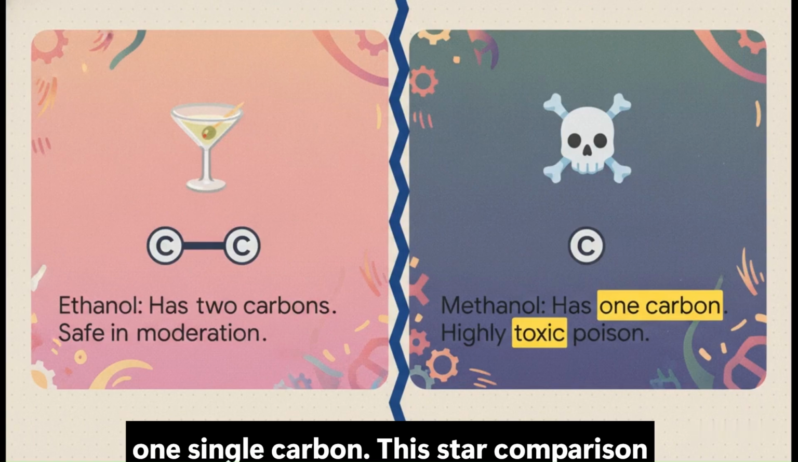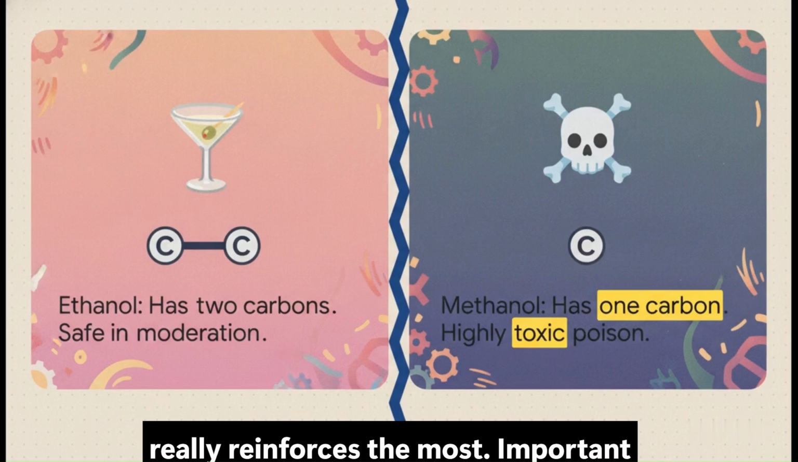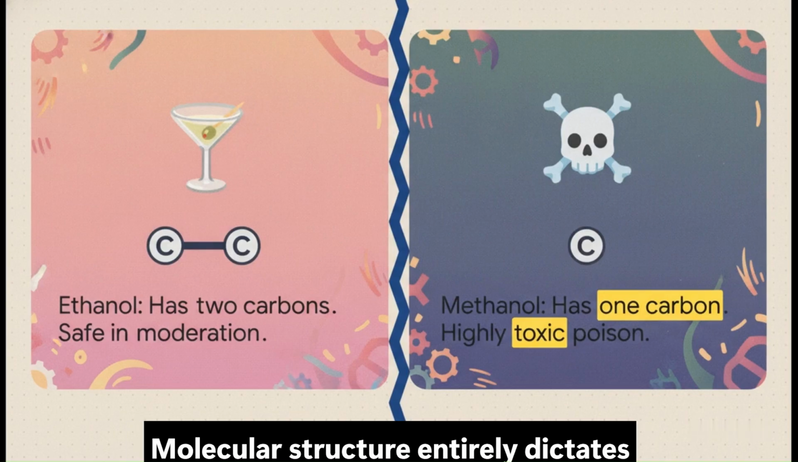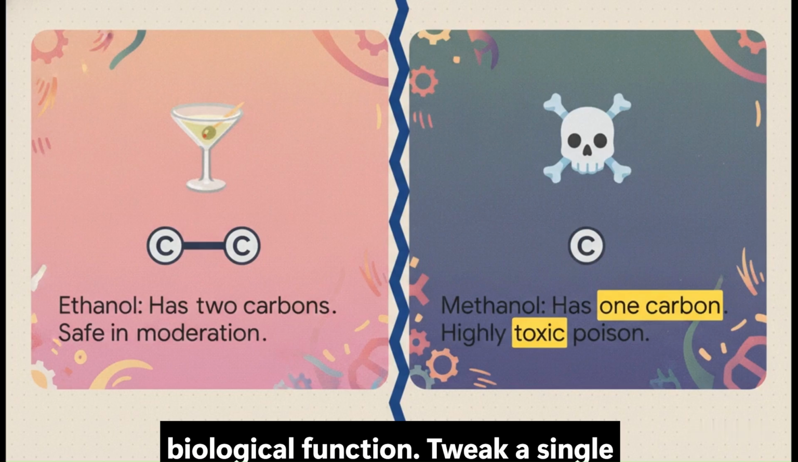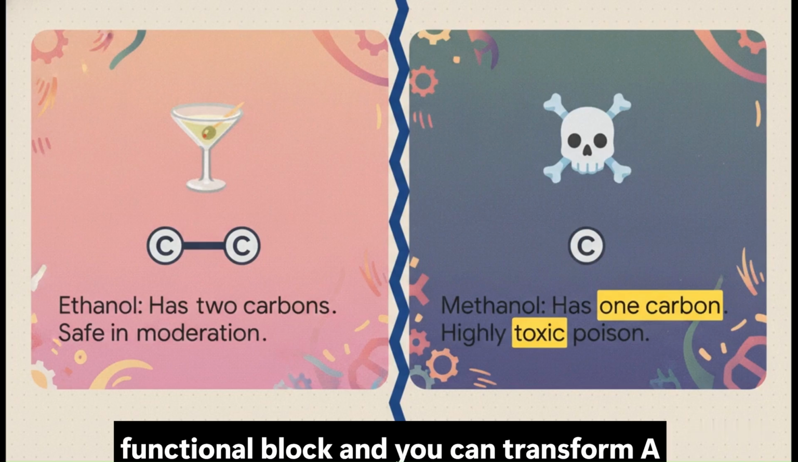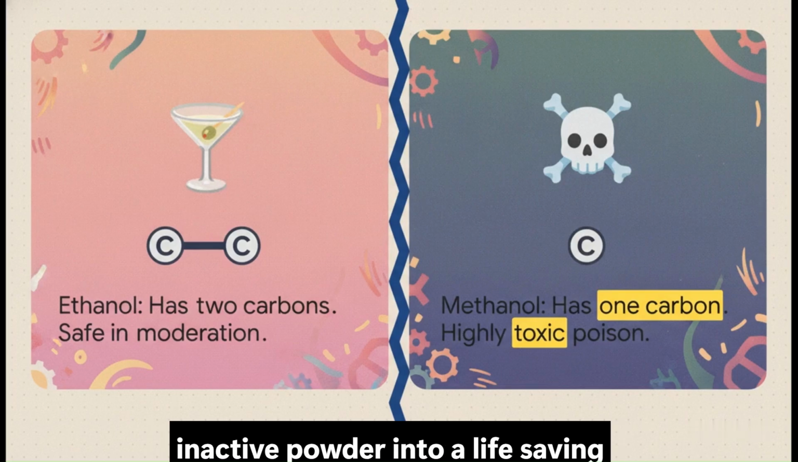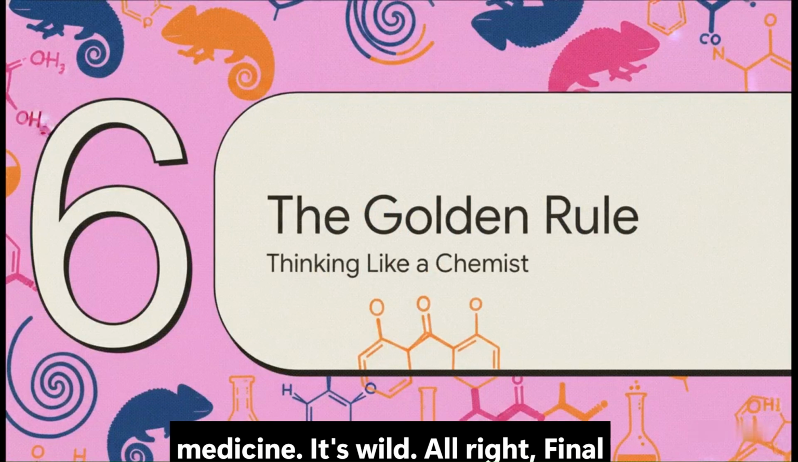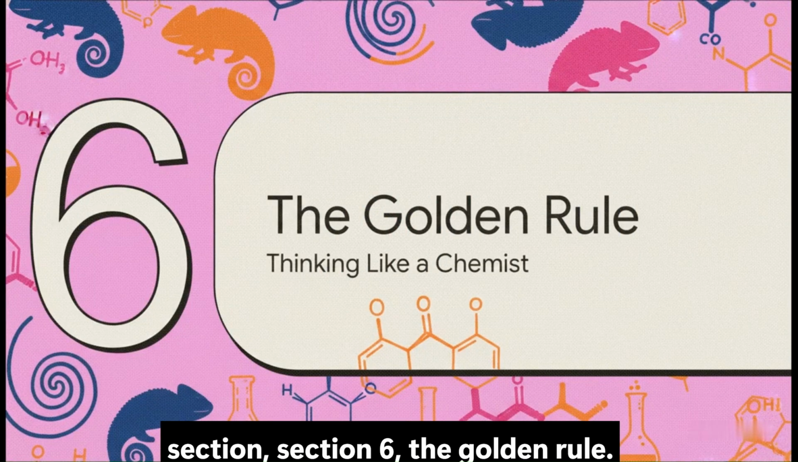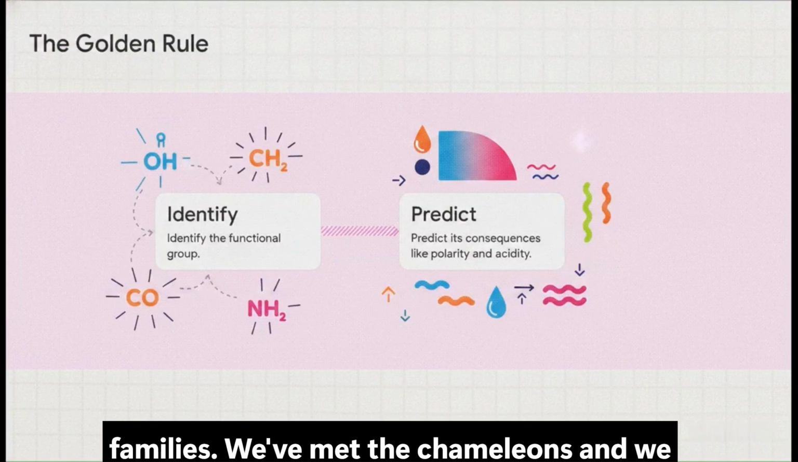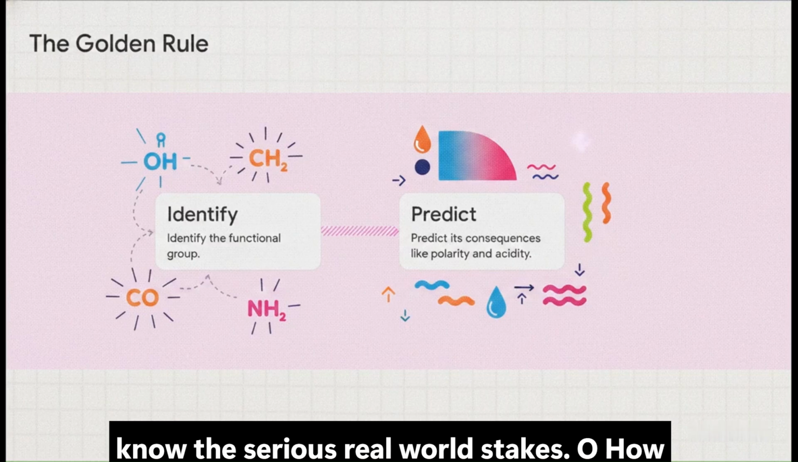This stark comparison really reinforces the most important rule in all of biology and pharmacology. Molecular structure entirely dictates biological function. Tweak a single functional block, and you can transform a nutrient right into a toxin or turn an inactive powder into a life-saving medicine. It's wild. All right, final section, Section 6, the golden rule, thinking like a chemist. We've seen the families, we've met the chameleons, and we know the serious real-world stakes.